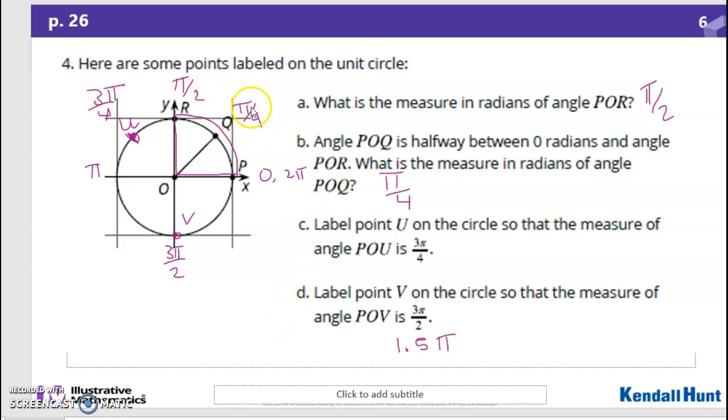So you should be familiar with all these places on the unit circle. You should also realize that this point over here would be 5 pi over 4. And halfway over here would be your 7 pi over 4. So 1/4, 2/4, 3/4, 4/4, 5/4, 6/4, 7/4, 8/4 to get around the unit circle.